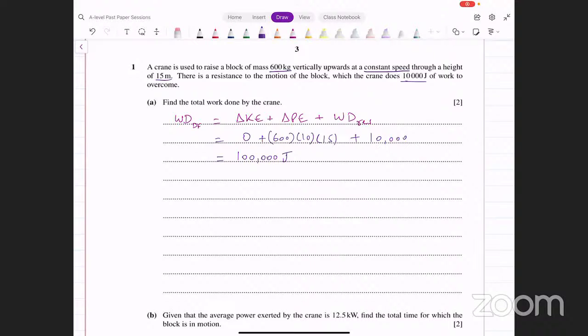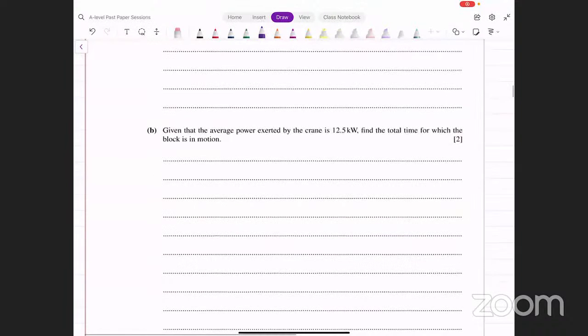Let's look at the next part. Now it says, given that the average power exerted by the crane is 12.5 kilowatts. Now be careful about the units. This is 12,500 watts. So आपको इसको standard unit में use करना होता है. Find the total time for which the block is in motion.